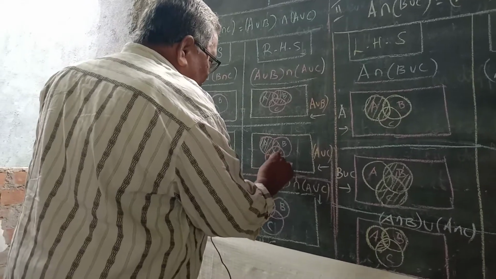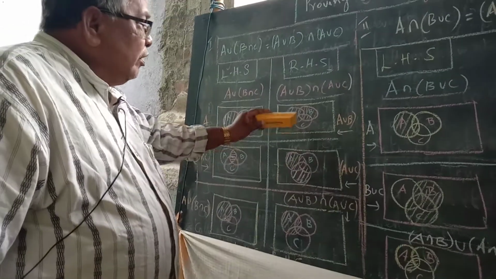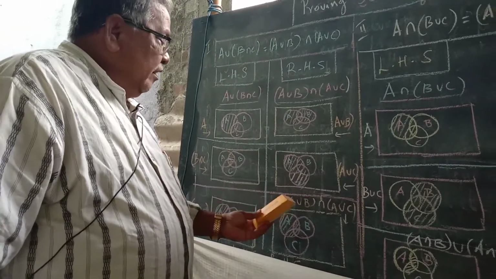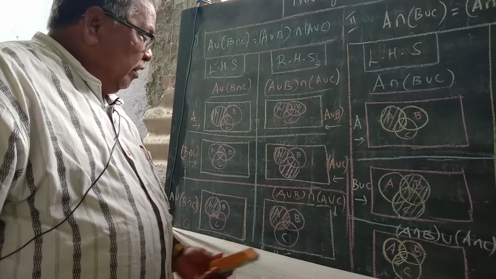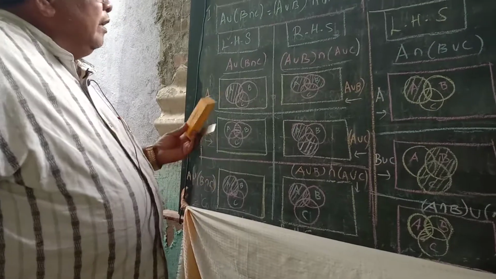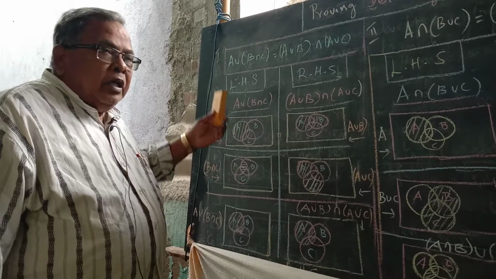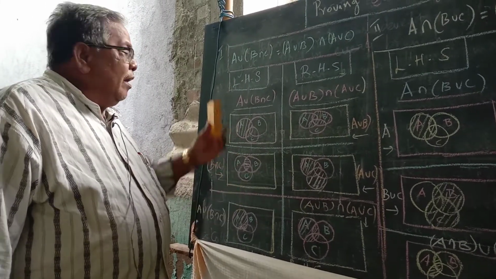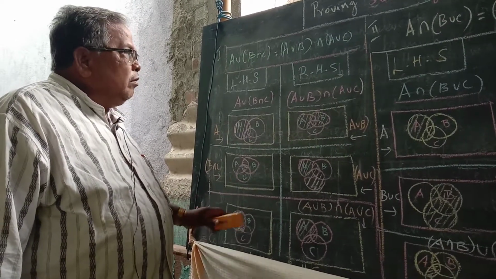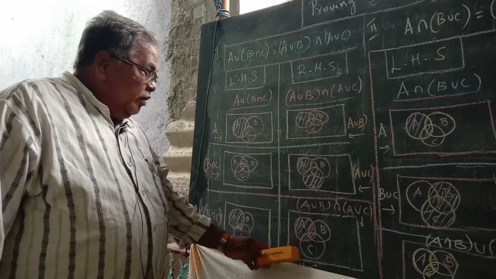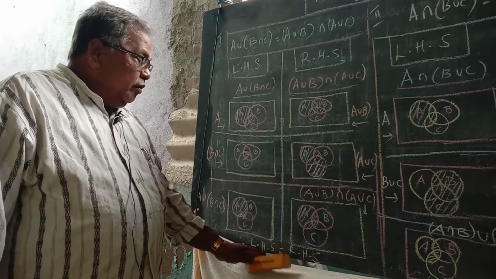A union B, A union C. Now I am finding the intersection of these two pictures, A union B intersection A union C. So I am getting this one. Here when you look, the result must be, if you go on doing the left hand side, the final picture should be equal to the right hand side final picture. When these two are equal, we can say that left hand side is equal to right hand side.